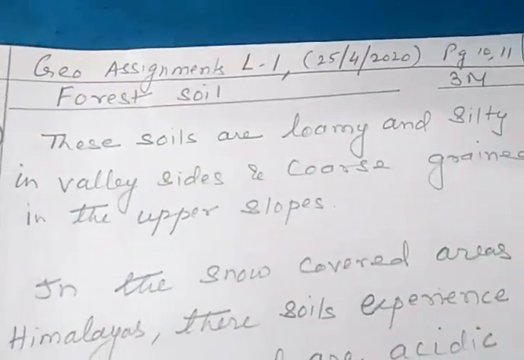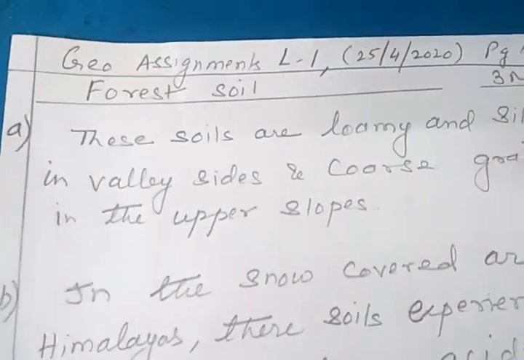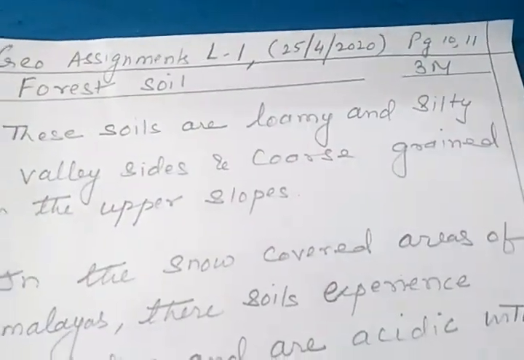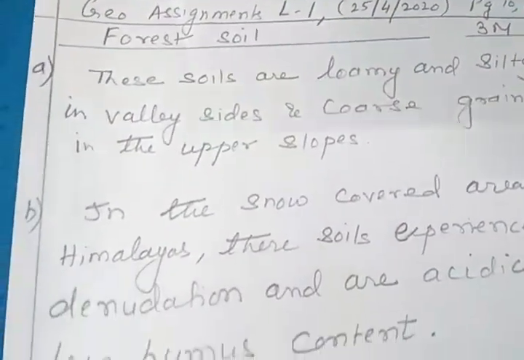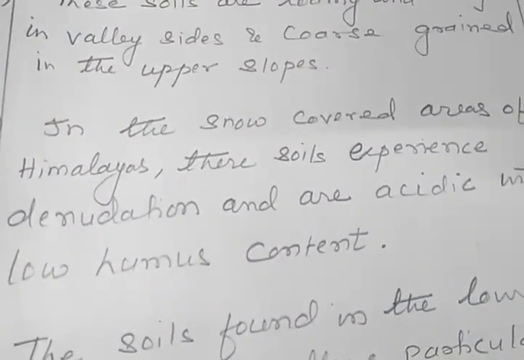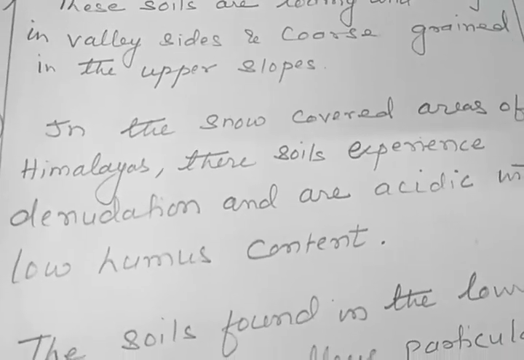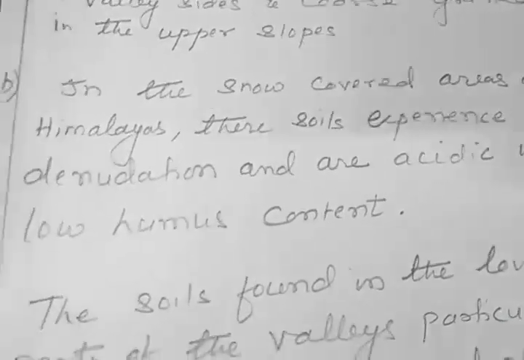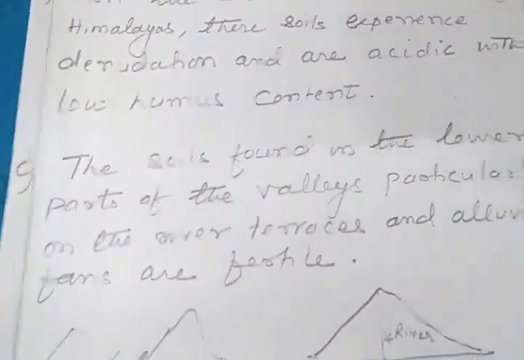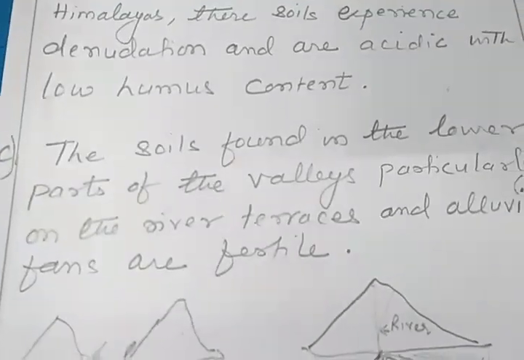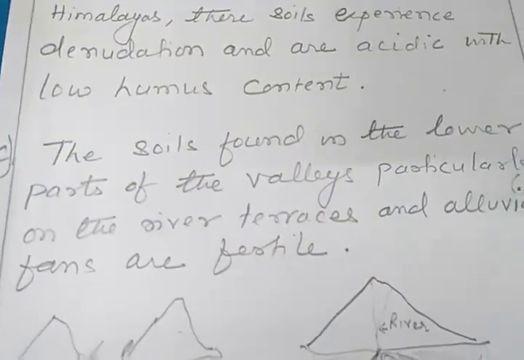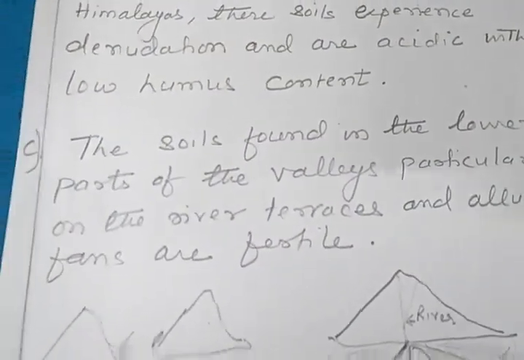These soils are loamy and silty on valley sides and coarse grained on the upper slopes. In the snow-covered areas of the Himalayas, these soils experience denudation and are acidic with low humus content. The soils found in the lower parts of the valleys, particularly on the river terraces and alluvial fans, are fertile.